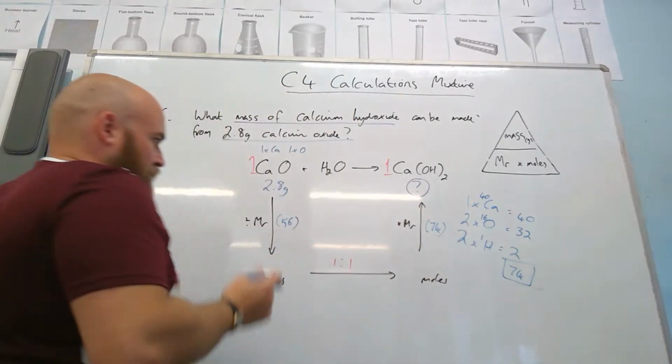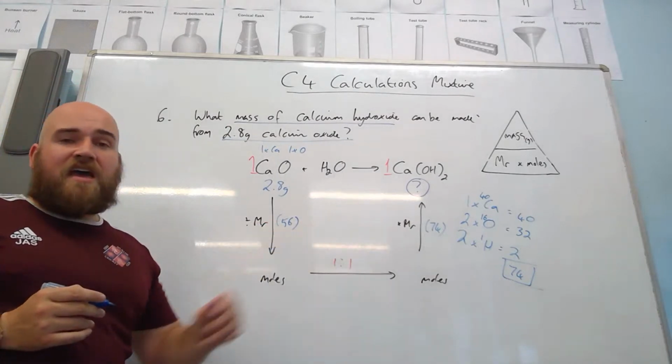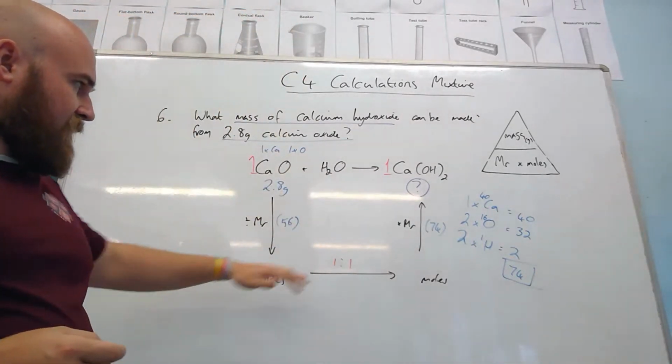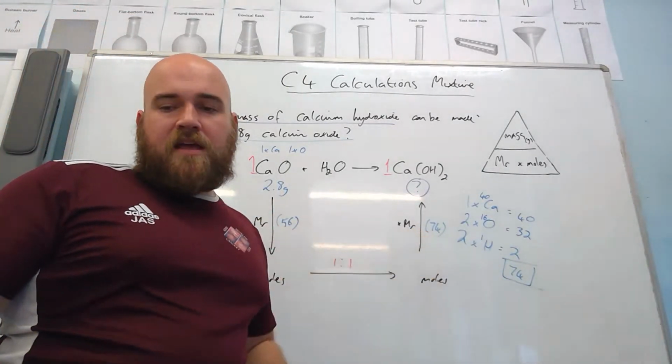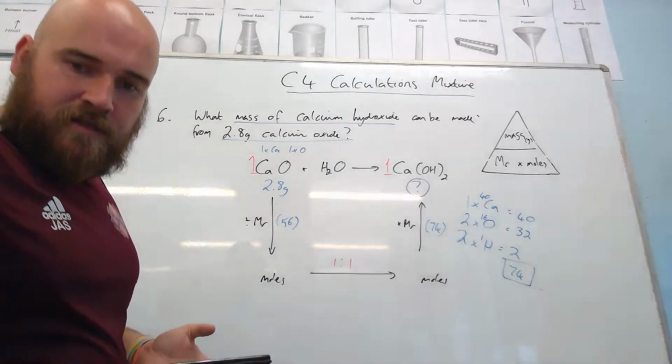But again, I've set everything up now. Even if I've made a mistake there, or there, I will still get error carried forward as long as I do these operations correctly. So divide by MR, ratio, times by MR. So, some answers.